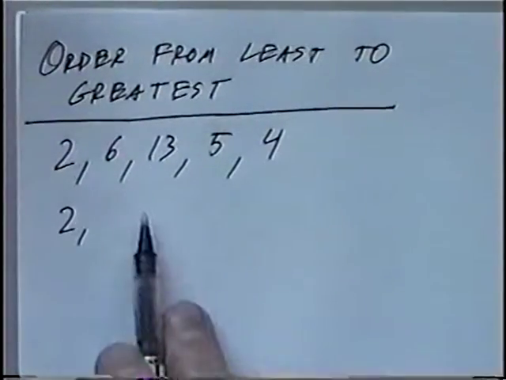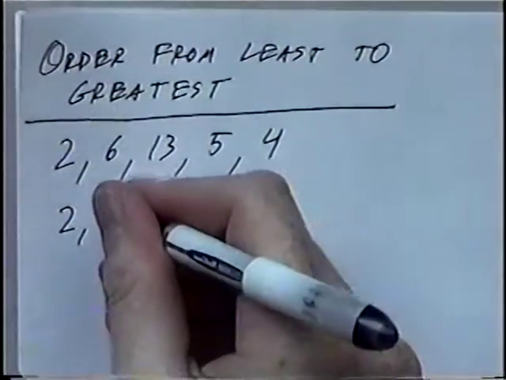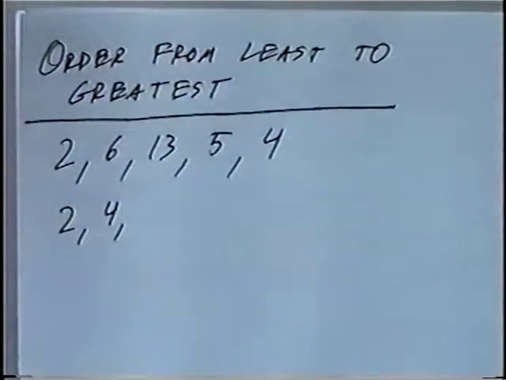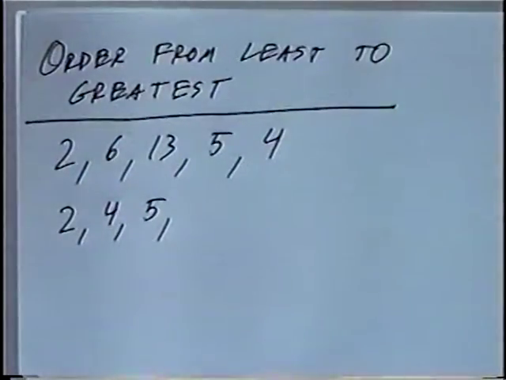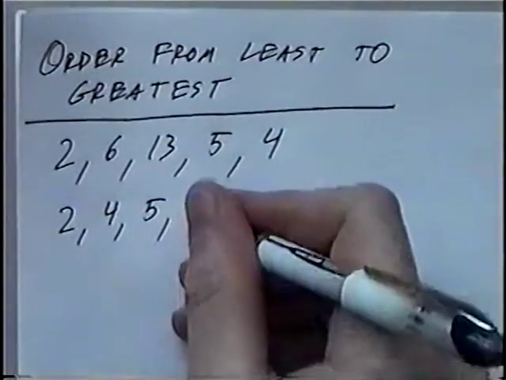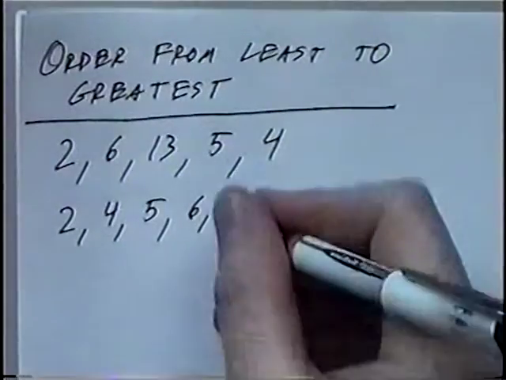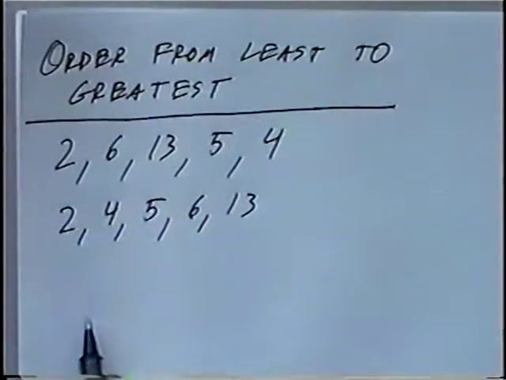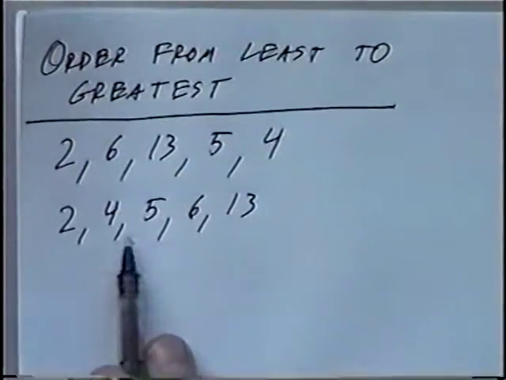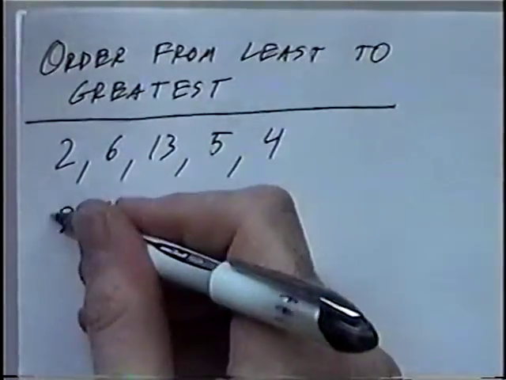The next smallest number would be 4. After 4, the next smallest number would be 5. The next smallest number after 5 would be 6. And the biggest number, or greatest number, would be 13. So ordering from least to greatest, we have 2, 4, 5, 6, and 13.